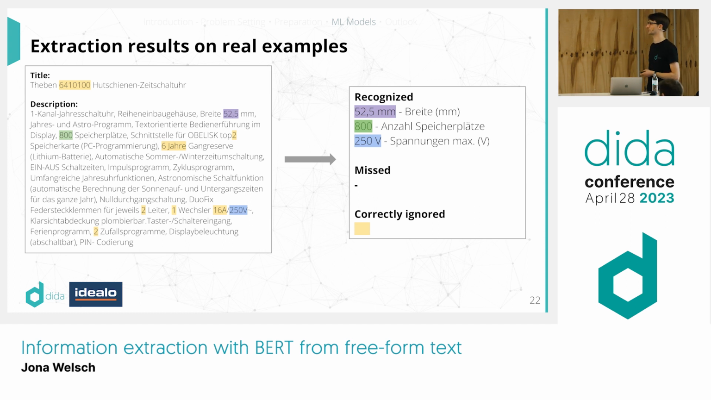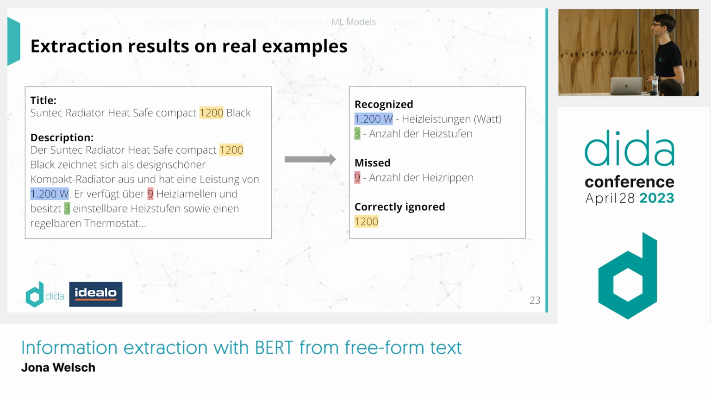Another example does not always work. Again, I find all the numbers, rule-based, then I recognize two things correctly, but I miss one this time. Well, it happens. And then I also ignore something correctly, which is especially nice because it's basically the same number as the power consumption here, but it's still correctly ignored because it is not the power consumption at this point. All right, so some nice examples of how this works.